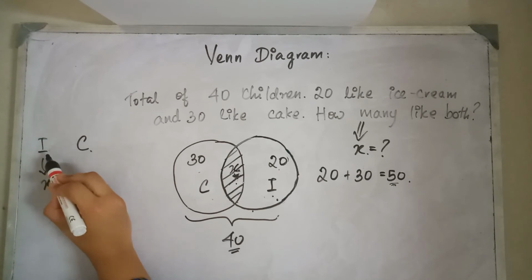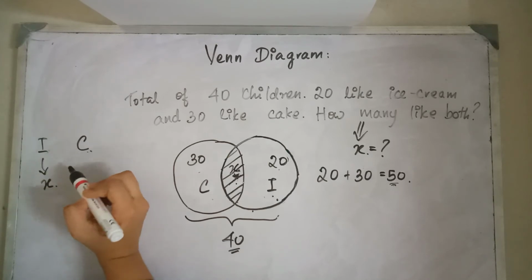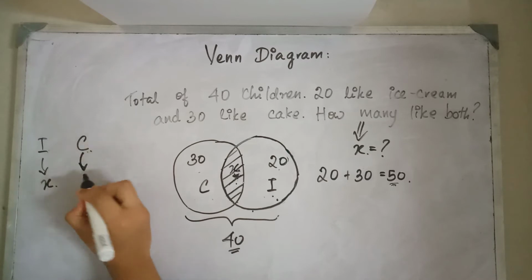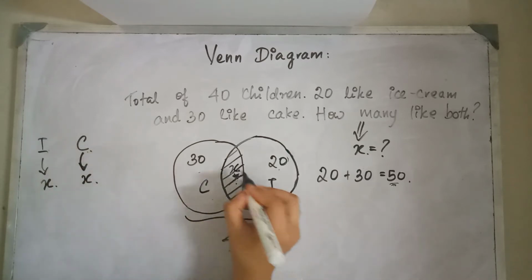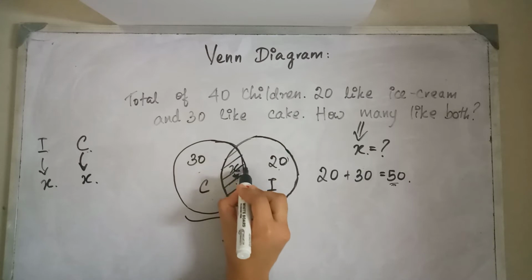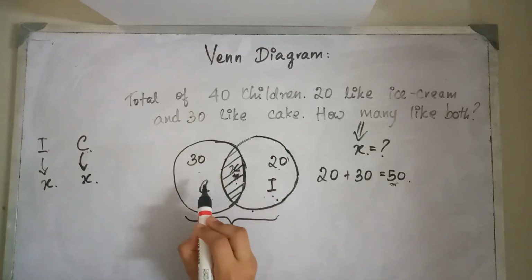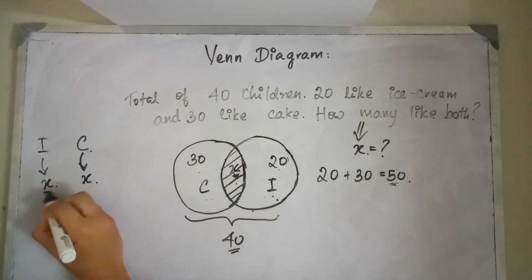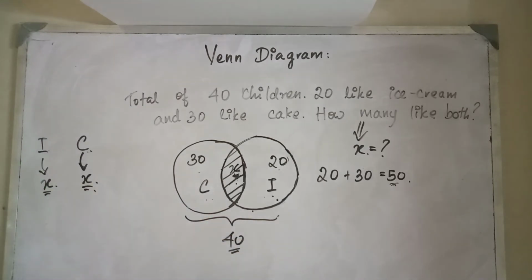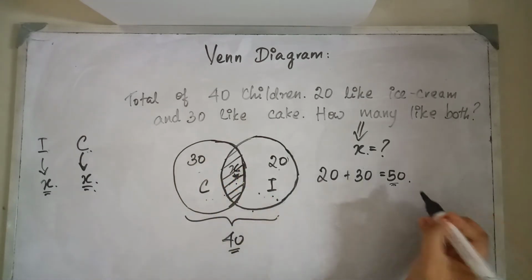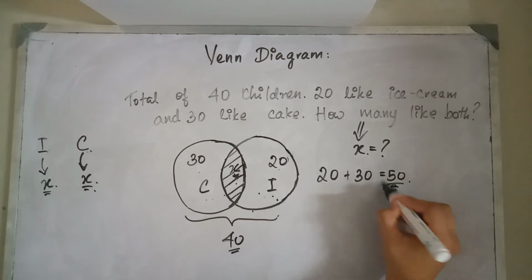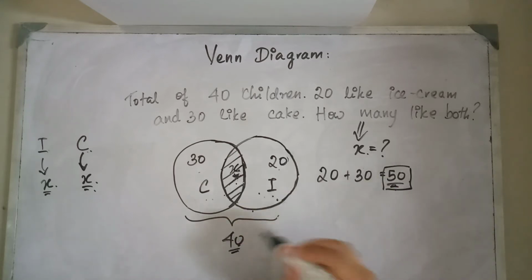By the way, I is the number of children who like ice cream and C is the number of children who like cake. Likewise, C also consists of X because C is this circle. So this part also comprises of X. So we can see clearly that X is repeated twice. It's two circles, one on top of the other. So we have X on the top and in the bottom also we have X. It's repeated twice, and that is why we have a number which is greater than the total.